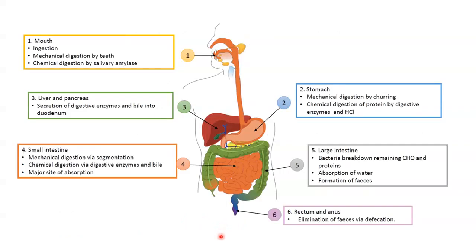So we will go into much more detail about each of these organs specifically and how they play these roles, but just a bit of a visual to give you an idea of which organs complete which of those processes. So if we start at the top in the mouth, obviously our mouth is involved in ingestion, but it's also involved in both mechanical and chemical digestion.